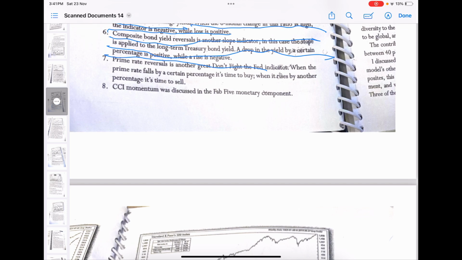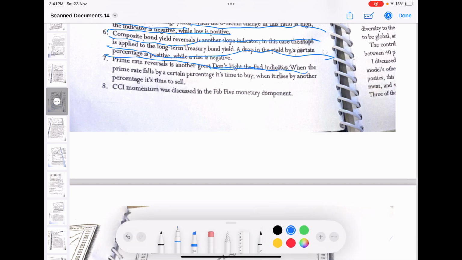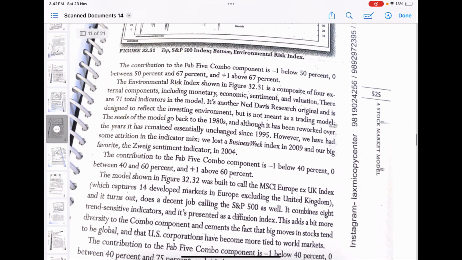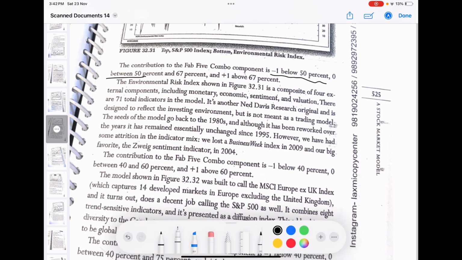Prime rate reversals is another great don't fight the Fed indicator. When the prime rate falls by a certain percentage, it's time to buy. When it rises by another percentage, it's time to sell. CCI momentum was discussed in the Fab 5 component, the inflation. The contribution to the Fab 5 component is -1 below 50%, 0 between 50 and 67%, and +1 above 67%.